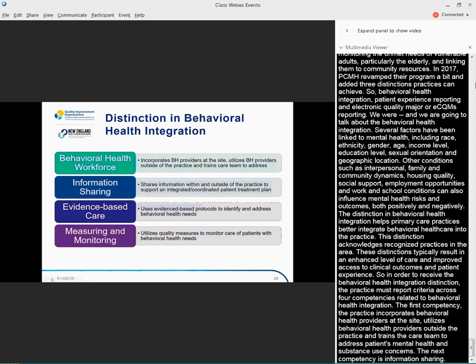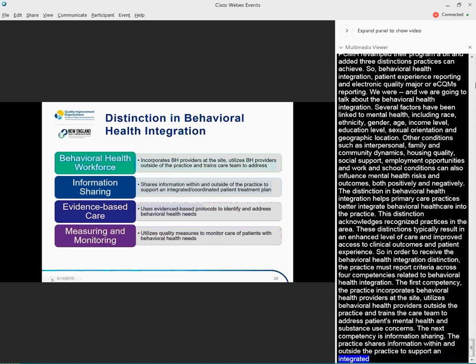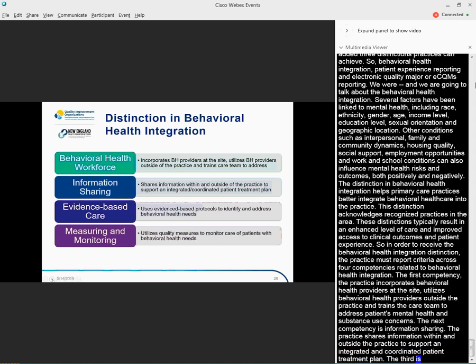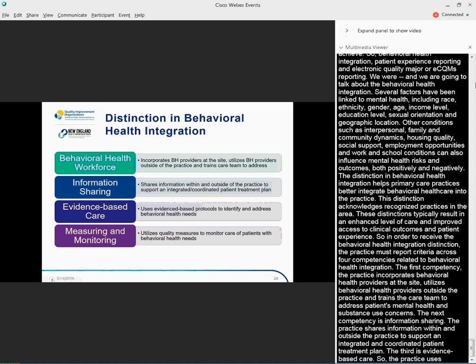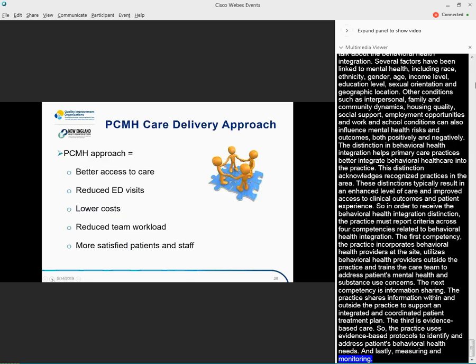The third is evidence-based care. So the practice uses evidence-based protocols to identify and address patients' behavioral health needs. And lastly, measuring and monitoring. The practice utilizes quality measures to monitor their patients with behavioral health needs.